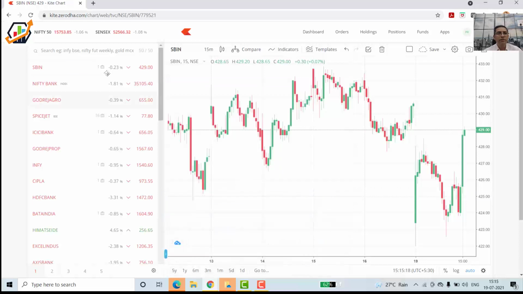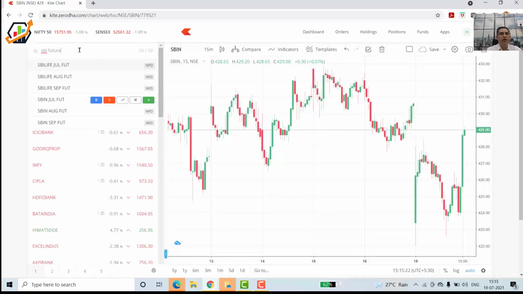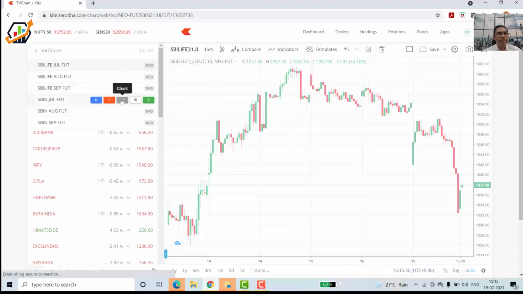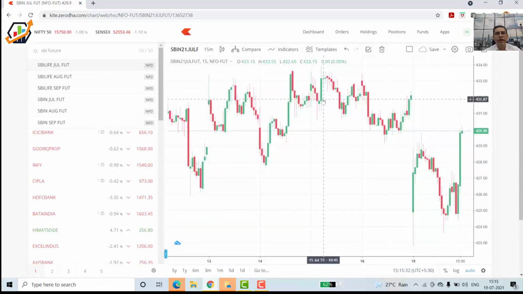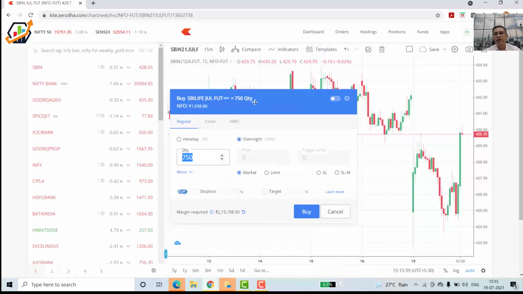Now let me take the SBI futures chart also. If I take the SBI futures chart, then you'll be able to see the SBI futures chart here at the bottom for July. Yes, can you see it is 429, and if I want to buy it, I go on this buy icon and simultaneously I can see the chart as well as the buy window.